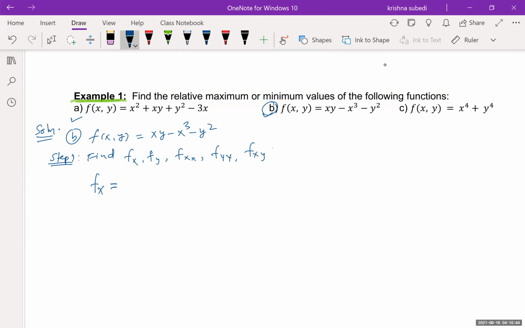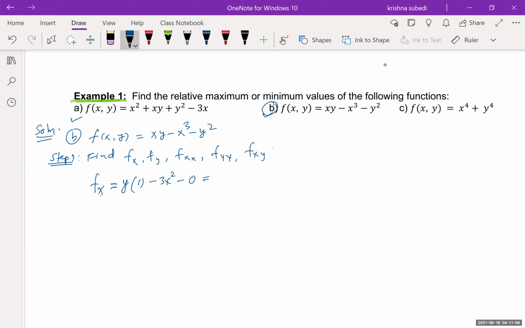So let us find f sub x, which means to find the derivative, we consider x as our variable and y as a constant. We treat y as a constant. So therefore, you will get y. Let me just copy that down. And the derivative of x with respect to x is 1, minus the derivative of x cubed, which is 3x squared, minus this one, whose derivative with respect to x is 0.